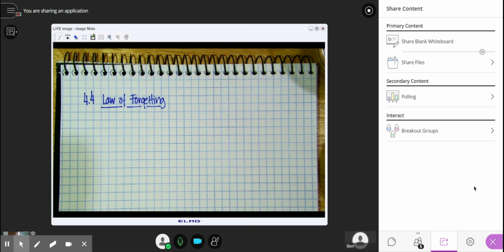Now, what the law of forgetting does is it's basically a measurement of how much you have forgotten over time. So, for example, if I gave you the same test today that you took the third week of class, I'm going to guess that some of you would not do as well, just because you can't retain all of the material every time.